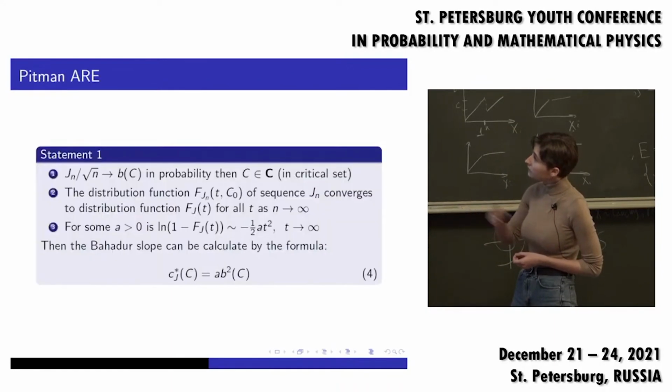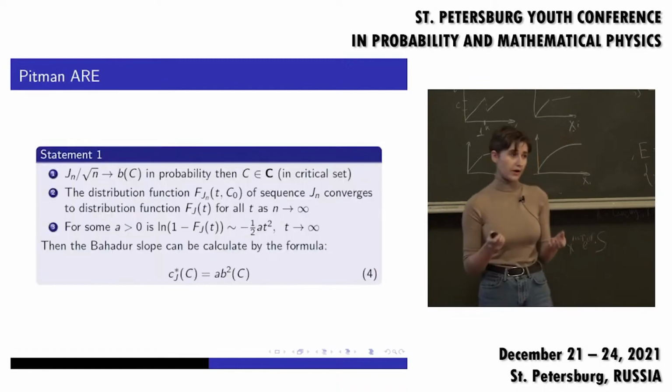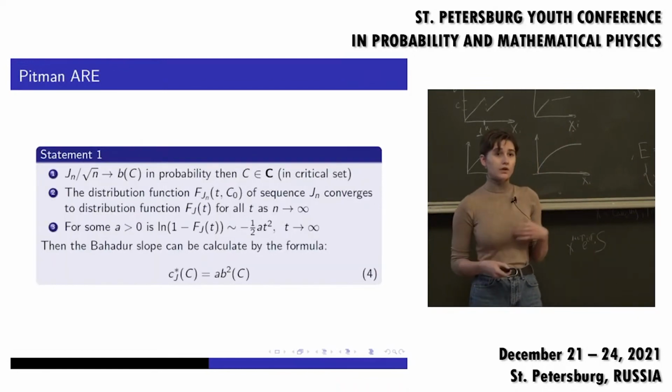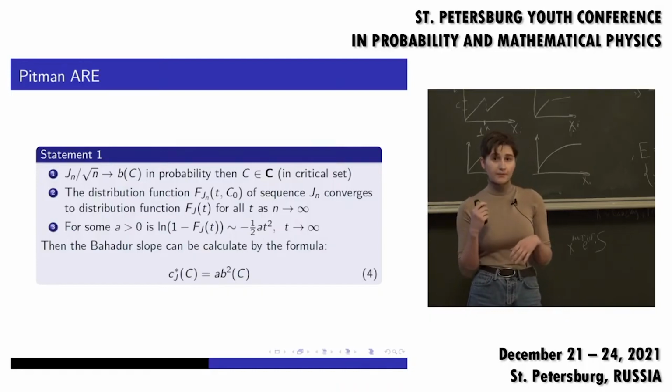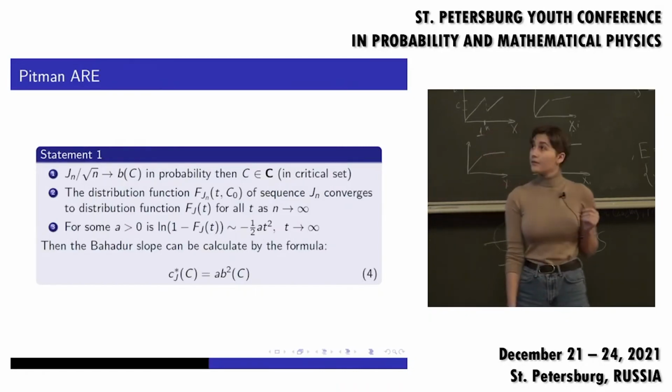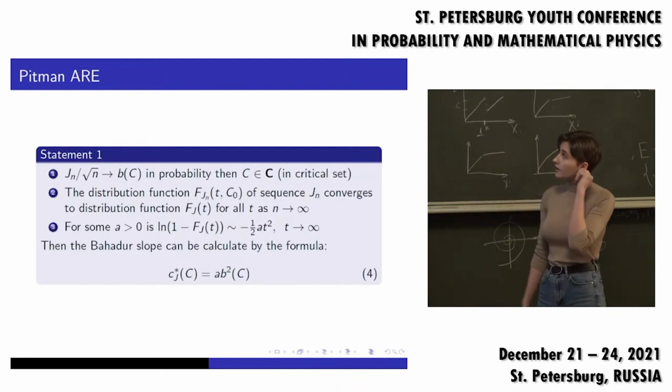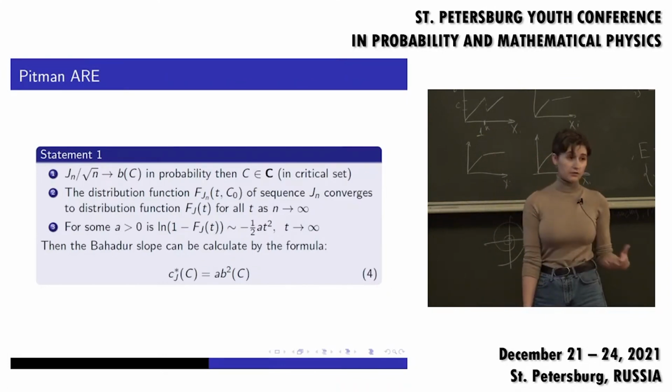Okay, and now we can compare them. I will compare them in the Pitman asymptotic relative efficiency sense, and it can be expressed as a ratio of Bahadur slopes. And this statement helps me to define the Bahadur slopes.